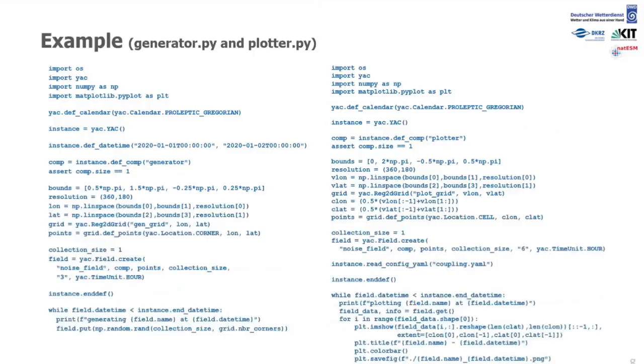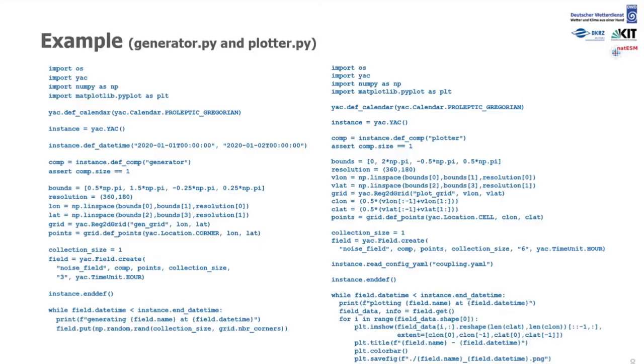Yeah, I was asked to give a little example of how a program using coupling might look like. So I wrote two programs. On the left-hand side, we have a generator which provides a noise field. And on the right-hand side, we have a plotter that receives the noise field and then plots it to a PNG file. And these are two Python programs which are fully functional. And I later provide the link to the repository where you can test it.